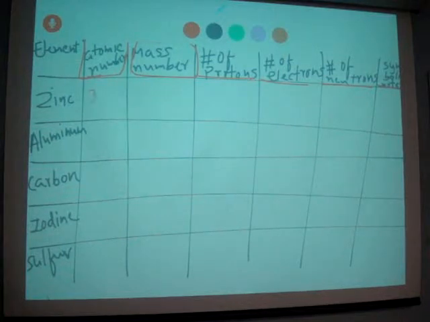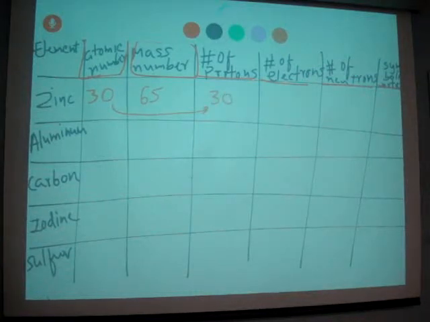Okay, so for zinc, what is its atomic number? When you see the periodic table, the atomic number is 30, right? The top number on the zinc. And the mass number is about 65.